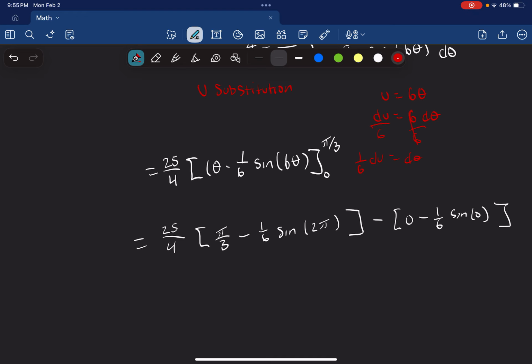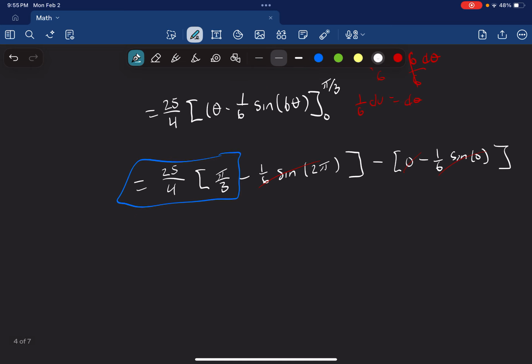So here this would be 0, this is already 0, this would be 0, and we would just be left with this here. And what we do is simply 25 over 4 times pi over 3. And here we'd be left with 25 pi over 12, which is the answer for that question.